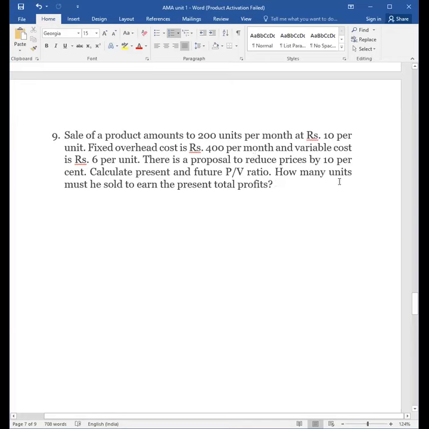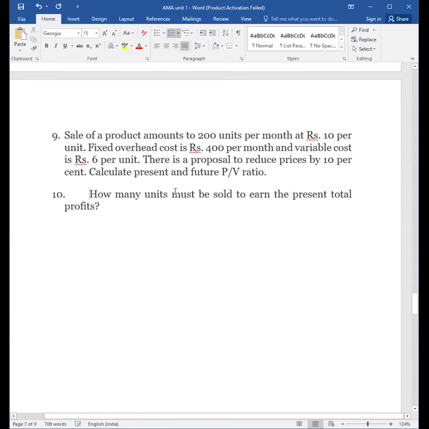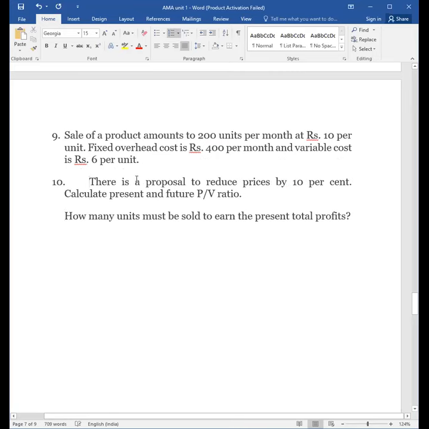How many units must be sold to earn the present total profit? So these are the two questions that you have to answer from this particular problem. So what does the question say? I repeat again, please listen to the question properly and understand.